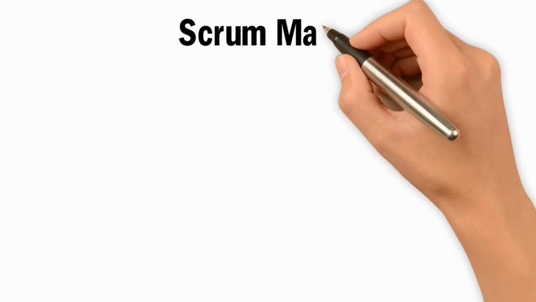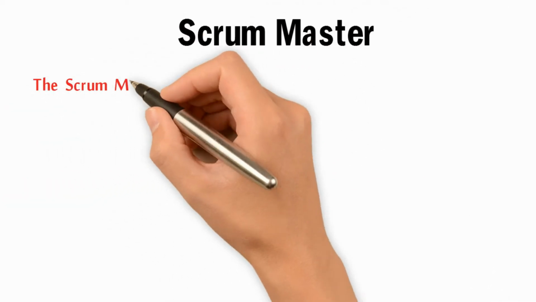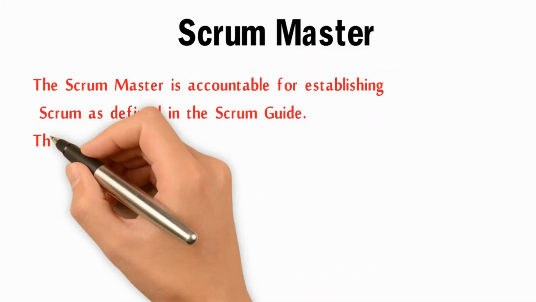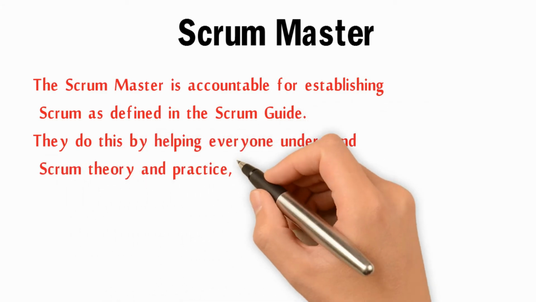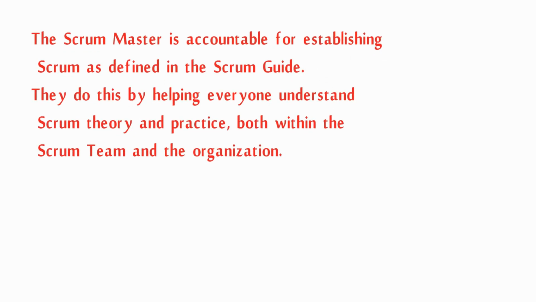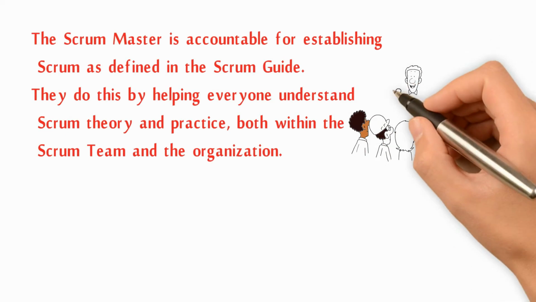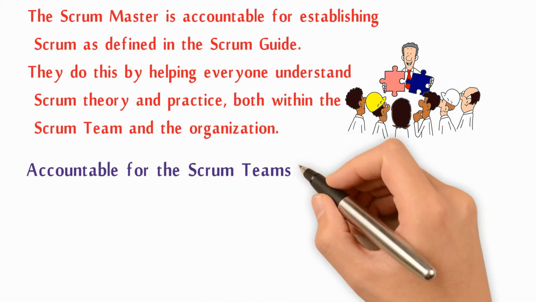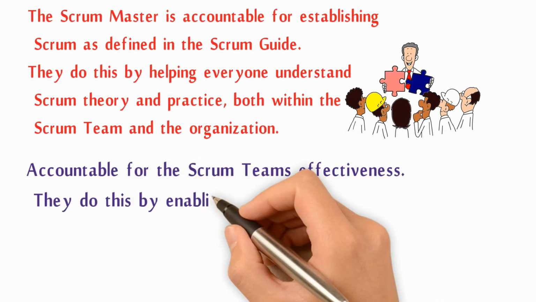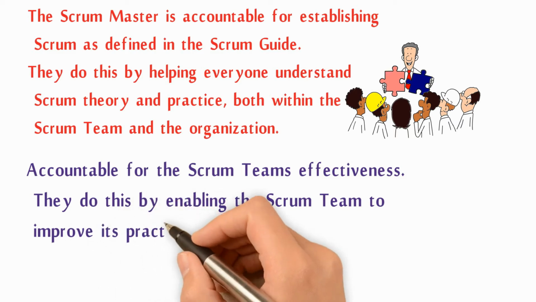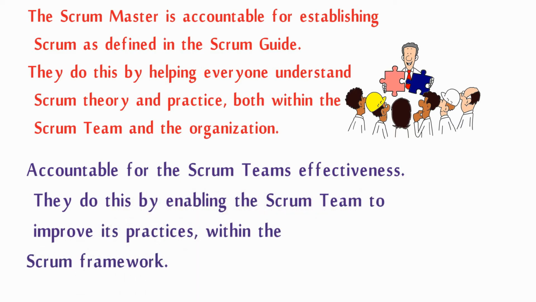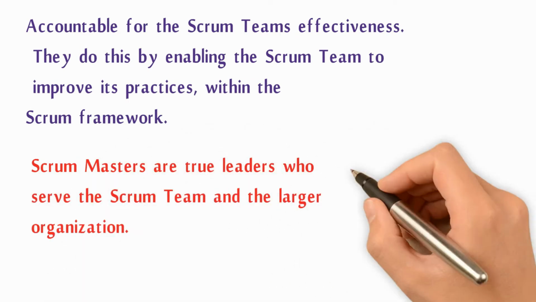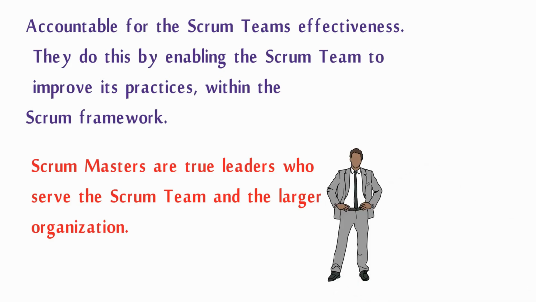Scrum Master. The Scrum Master is accountable for establishing Scrum as defined in the Scrum Guide. They do this by helping everyone understand Scrum theory and practice, both within the Scrum team and the organization. Accountable for the Scrum team's effectiveness. They do this by enabling the Scrum team to improve its practices within the Scrum framework. Scrum Masters are true leaders who serve the Scrum team and the larger organization.